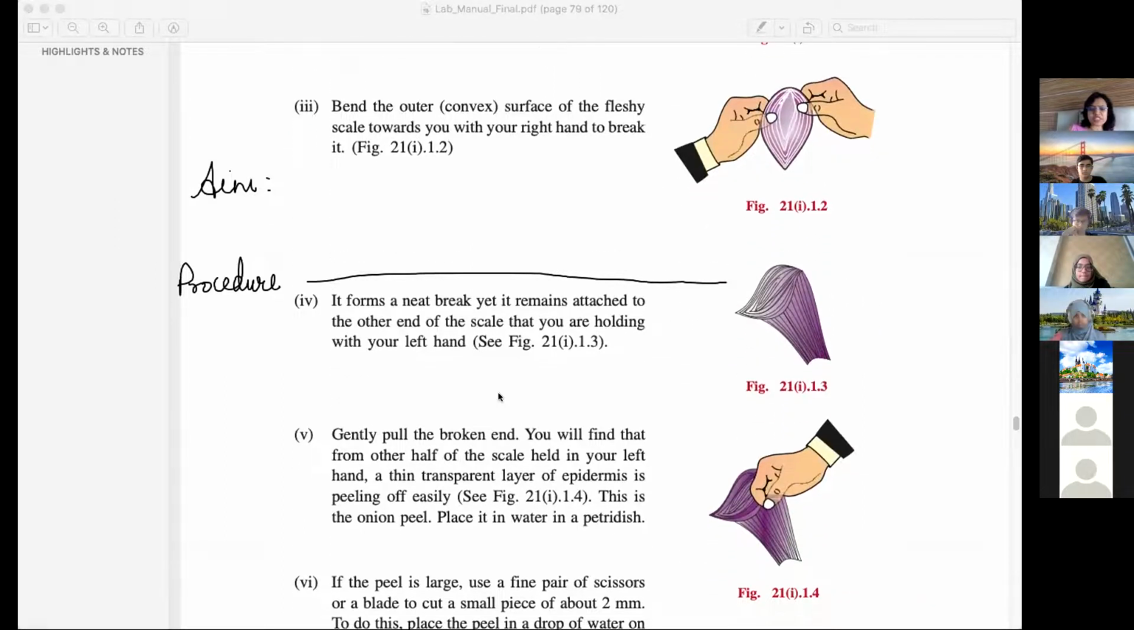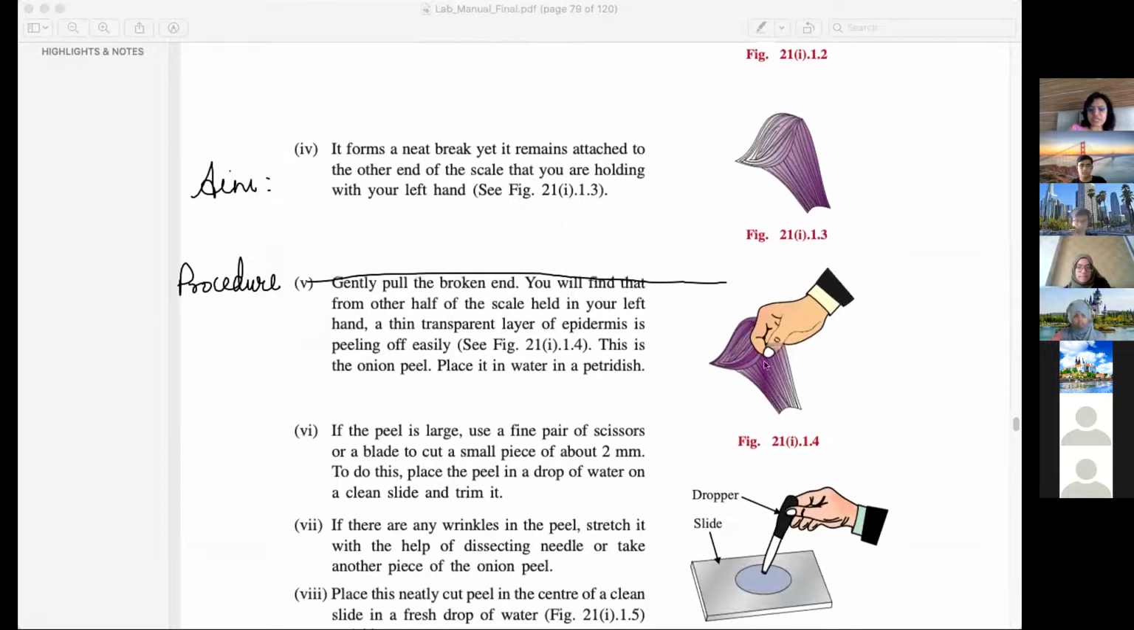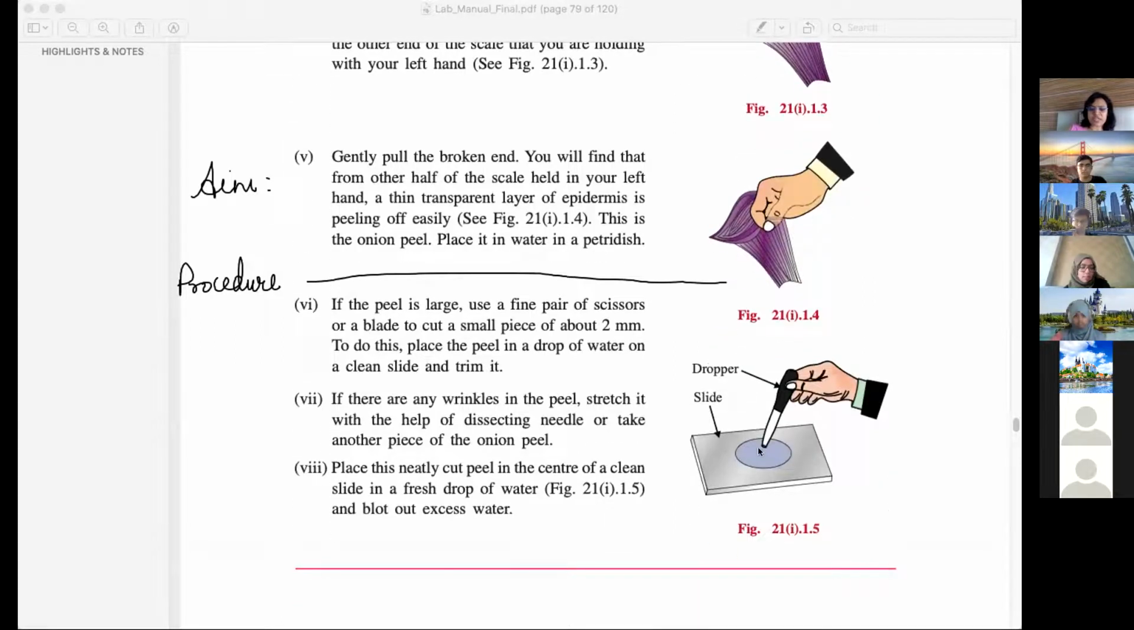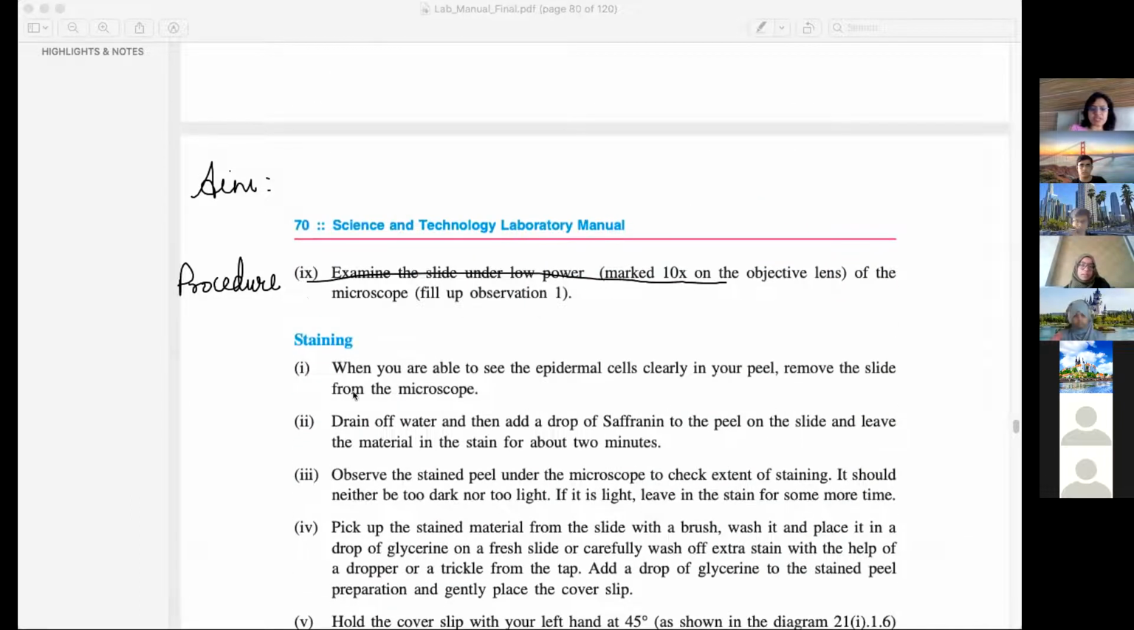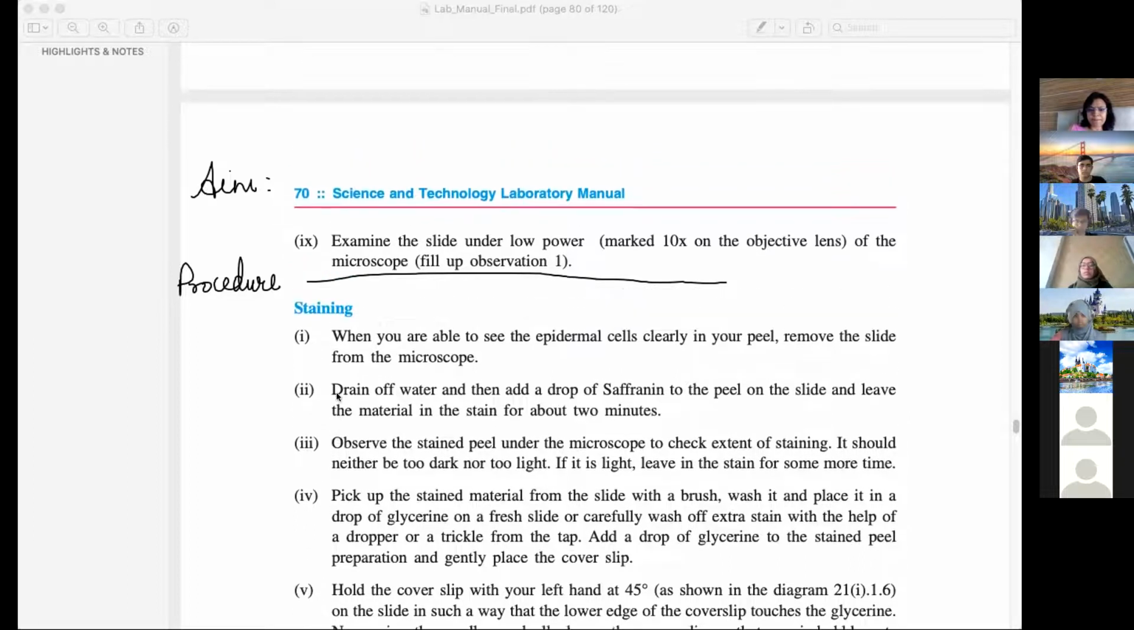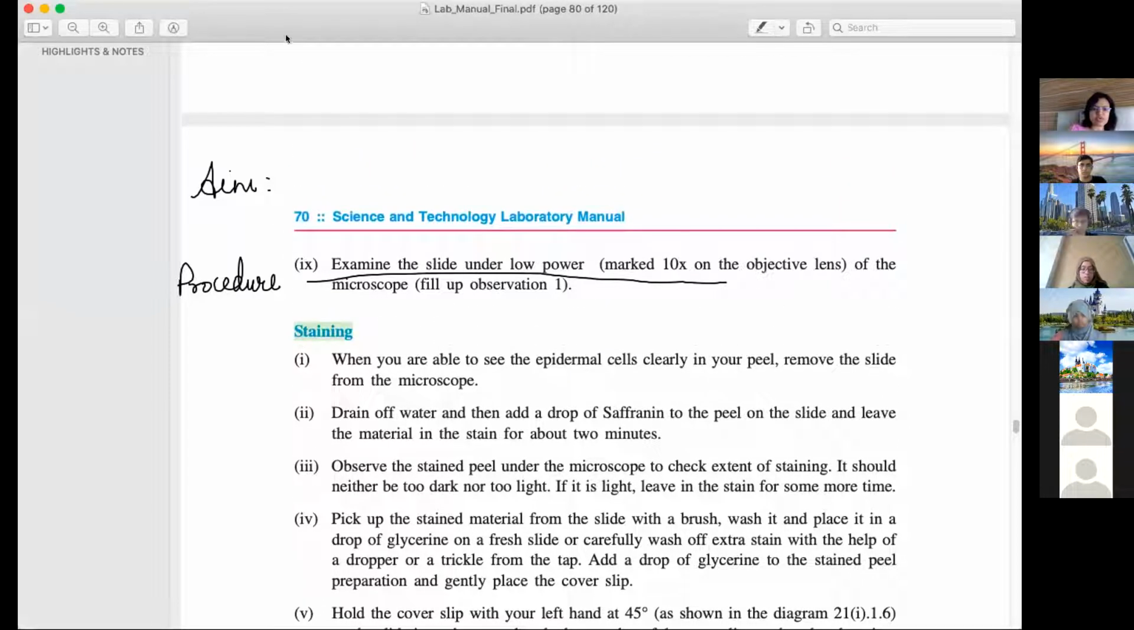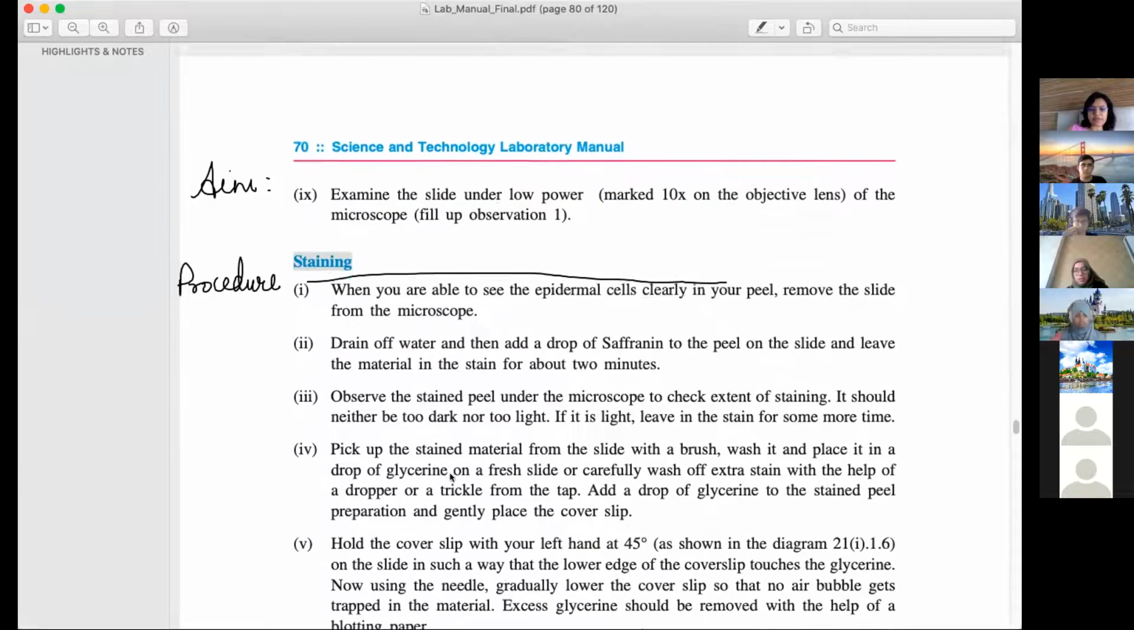You have to take a thin skin like this, gently, and then you put it on the slide with a color, and observe it under the microscope. Those are all the steps, okay? Don't write this, don't write staining and all, it will become very long. Don't write stain, ma'am. Yeah.